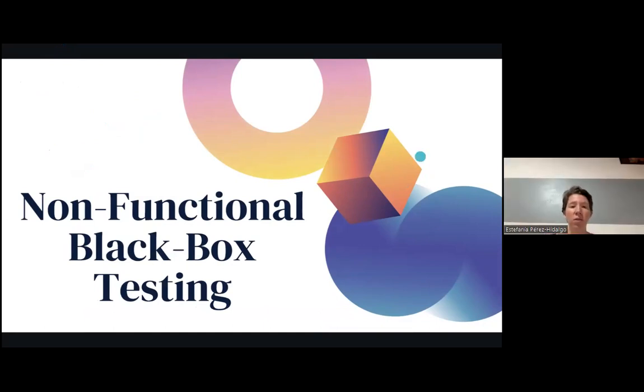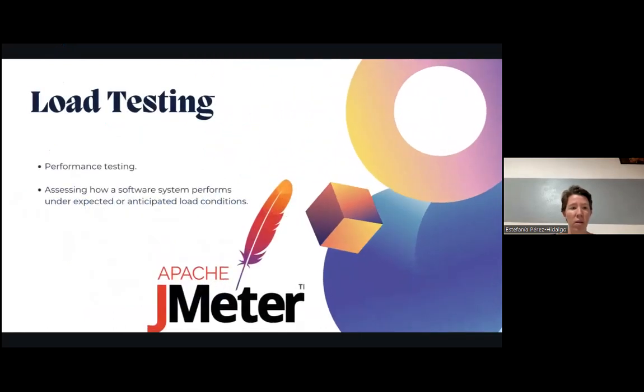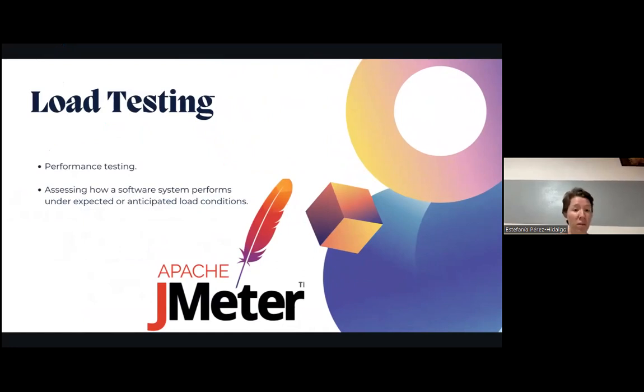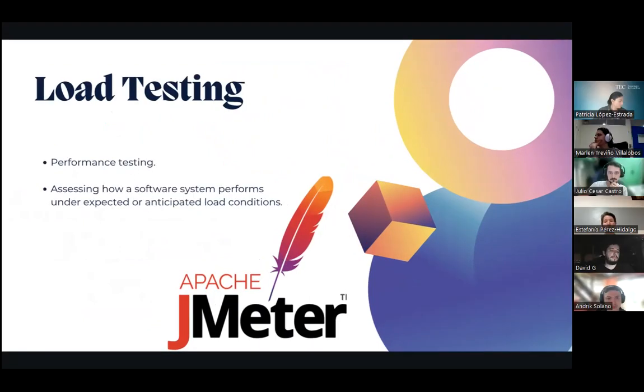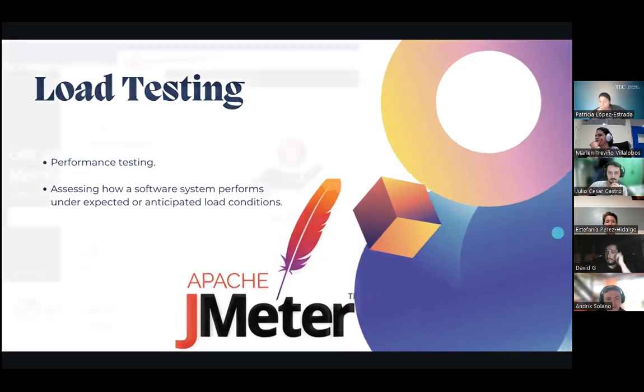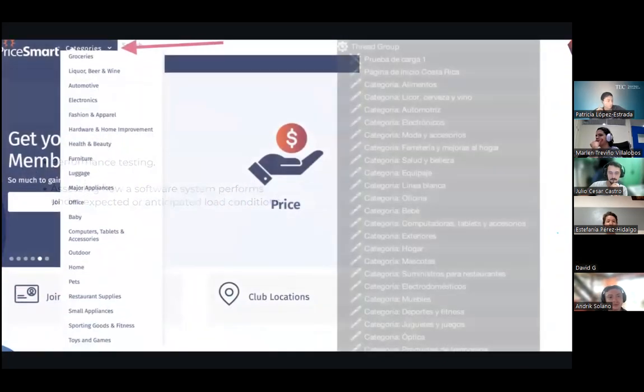Now let's talk about non-functional black box testing. In our context, we decided to work with load testing with JMeter, which falls under the category of performance testing. We focus on assessing how PriceSmart's website performs under expected or anticipated load conditions, which is the category dropdown. Now let's see this in practice for a better understanding.